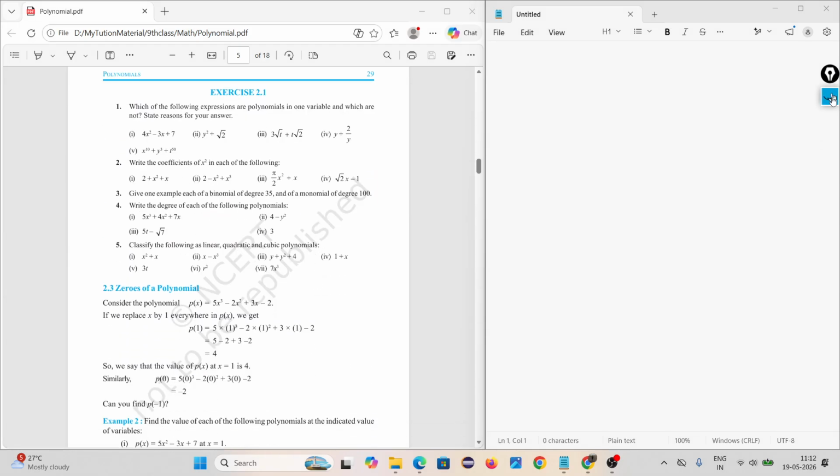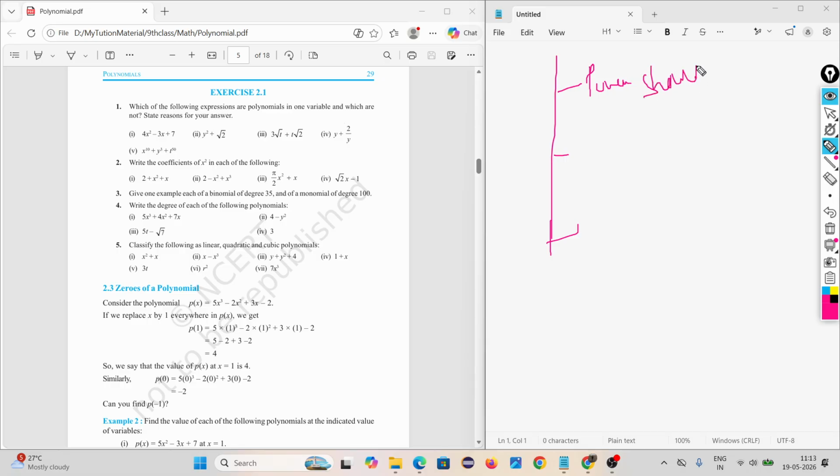Look at exercise 2.1. Which of the following expressions are polynomials in one variable and which are not? You have to find polynomials in one variable. Polynomial in one variable means how many conditions? First, the power should be a whole number. Then the variable should be one. Power of a variable.